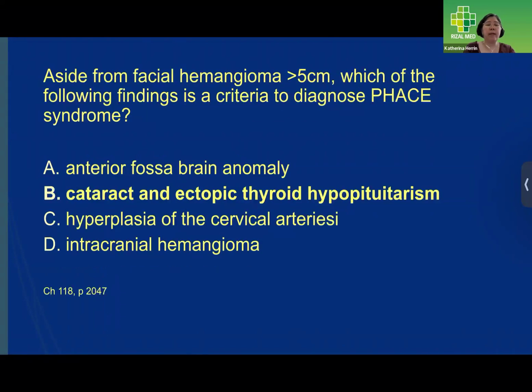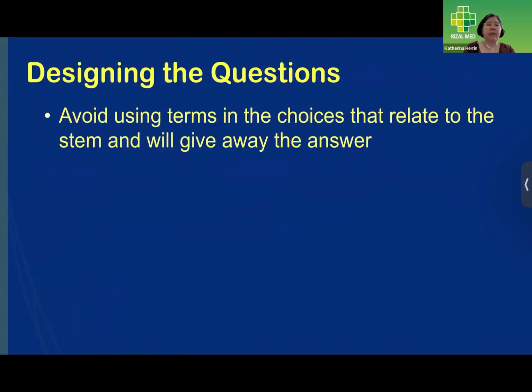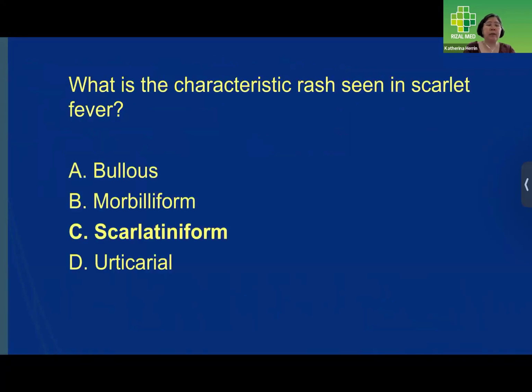Or here, combining the longest choice and the different choice, with choice B having 2 items versus the others which have only 1, the examinee will assume that choice B is the correct answer. To improve this question, we can add cataract to the item stem. Avoid using terms in the choices that relate to the stem and will give away the answer. Here we see scarlet fever and the answer being scarletiniform.